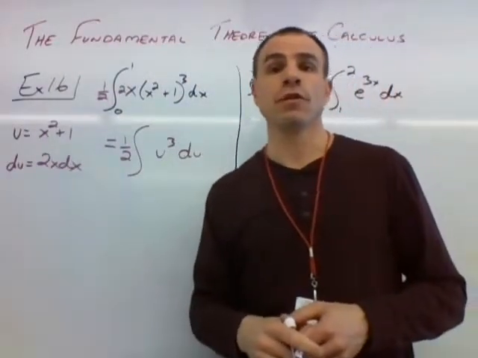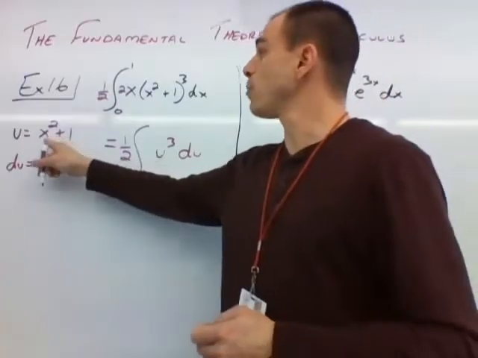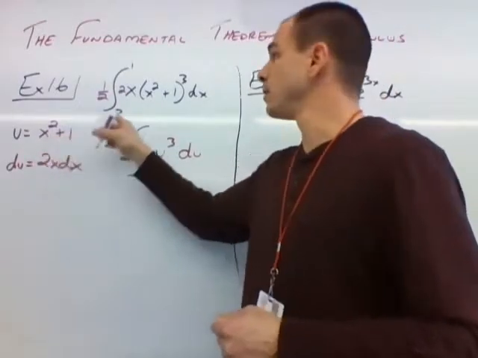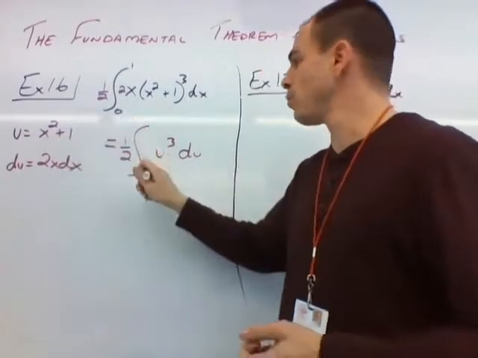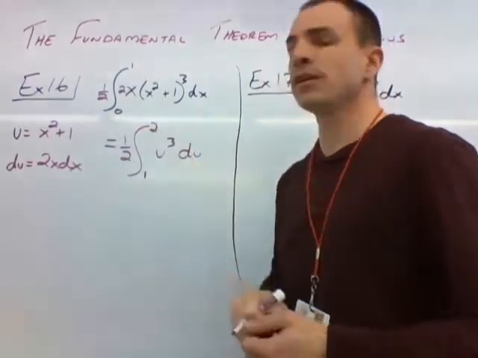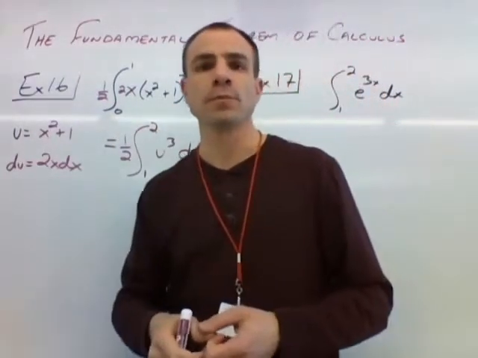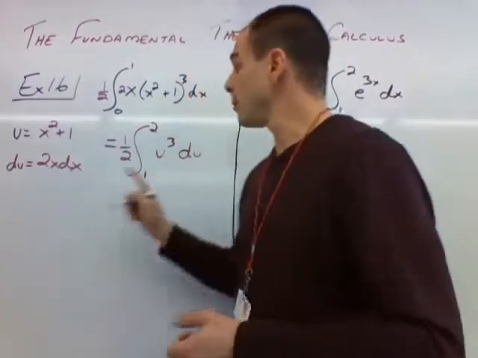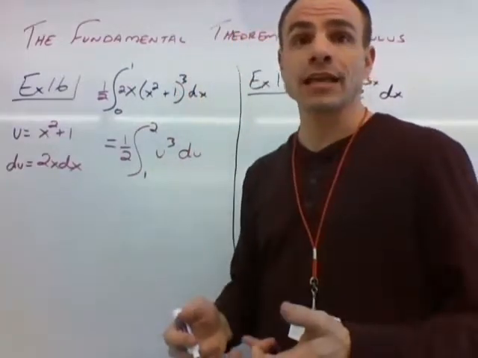Now we need to change over our bounds. So we have to square our old bounds and add 1. 0 squared plus 1 is 1. 1 squared plus 1 is 2. So we're going to take our new bounds to be 1 and 2. We're going to plug those bounds in, but not yet. First, we need to antiderive.